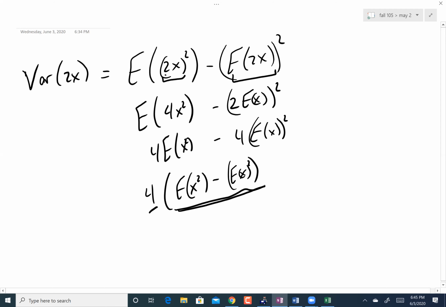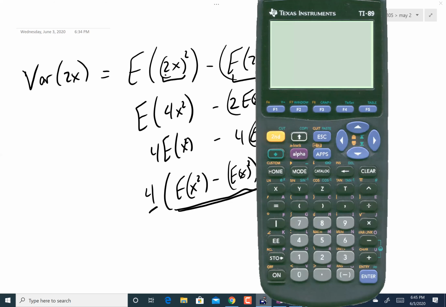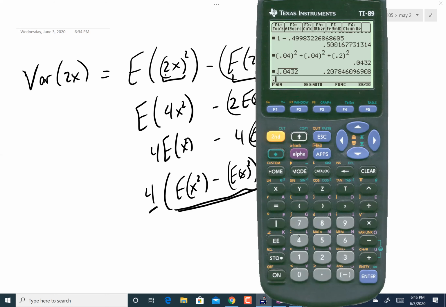Okay. So what does that mean? Well, remember on our bushings, they had a standard deviation of 0.04. So 0.04 squared, times 4. We get that thing right there. That is the variance of two of them.